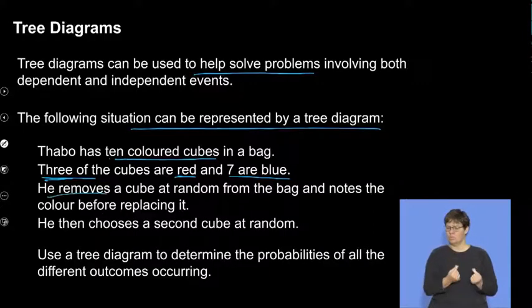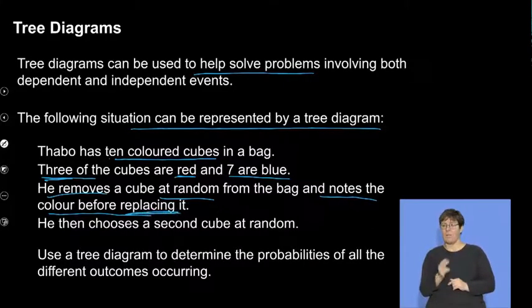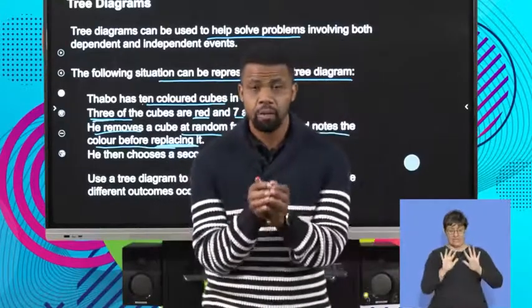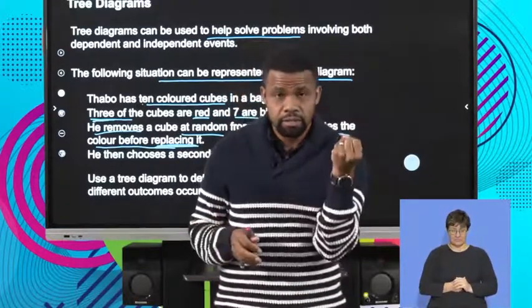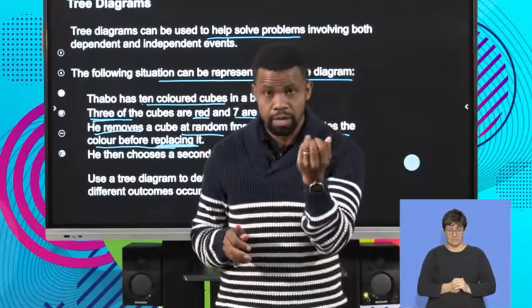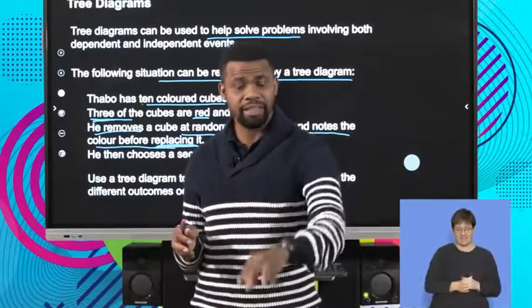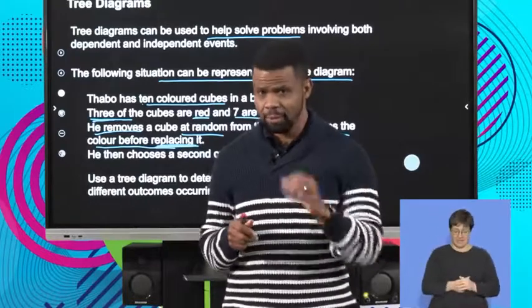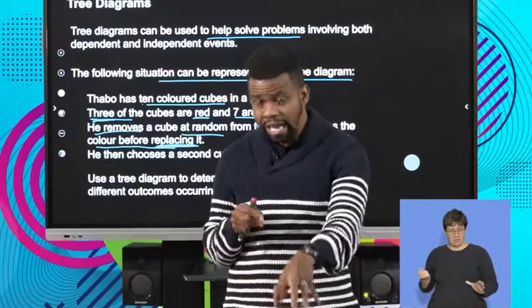Fantastic. What does Tabo do? He removes a cube at random from the bag and notes the color before replacing it. Very important, before replacing it. So we have 10 cubes in a bag. Tabo puts his hand in the bag, takes out a cube, looks at the color, and puts it back. So it's with replacement. And I want you to think about what happens if he doesn't replace.